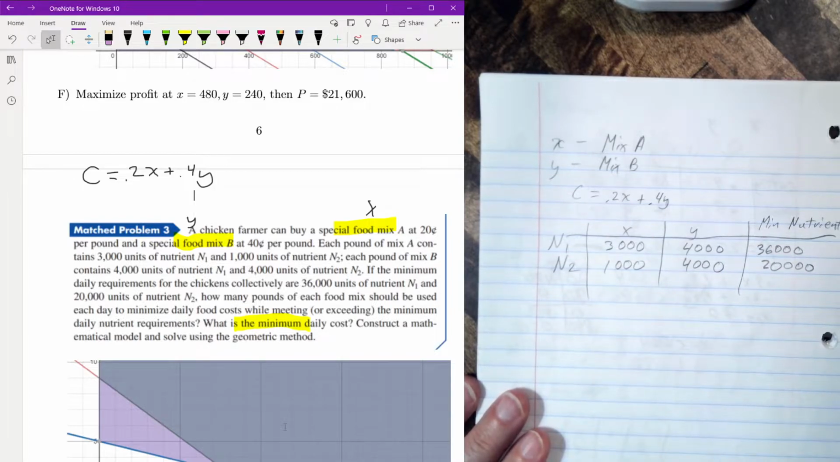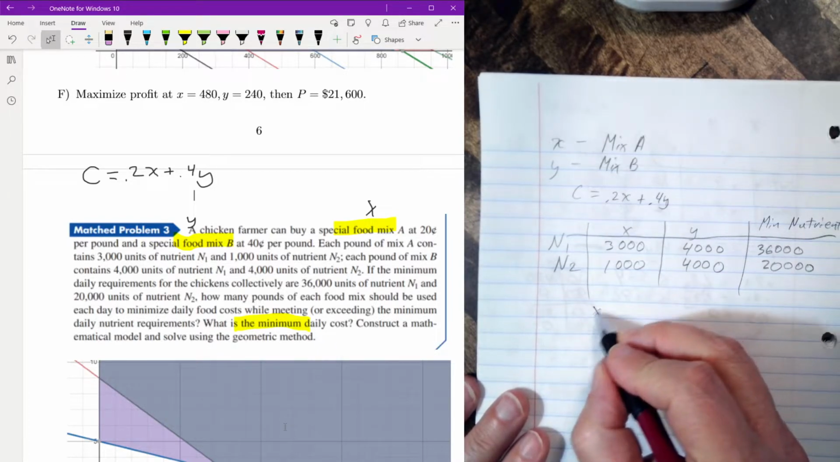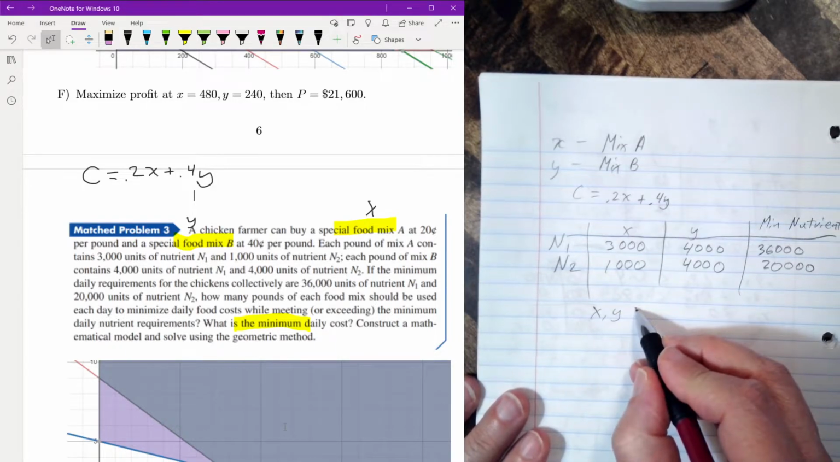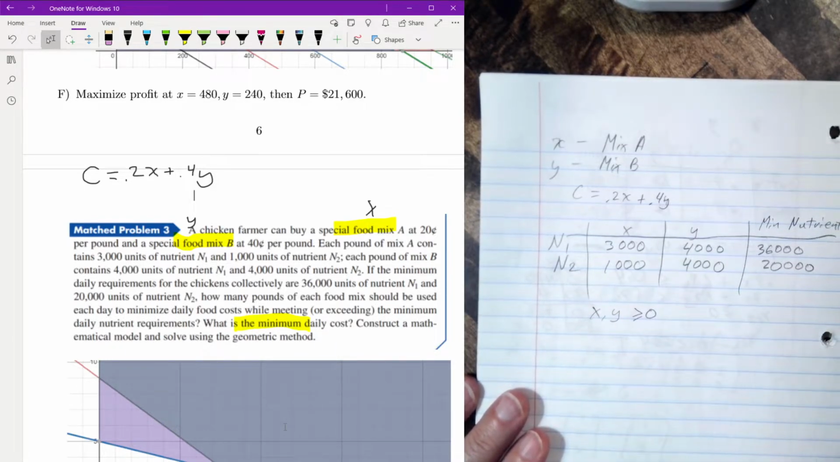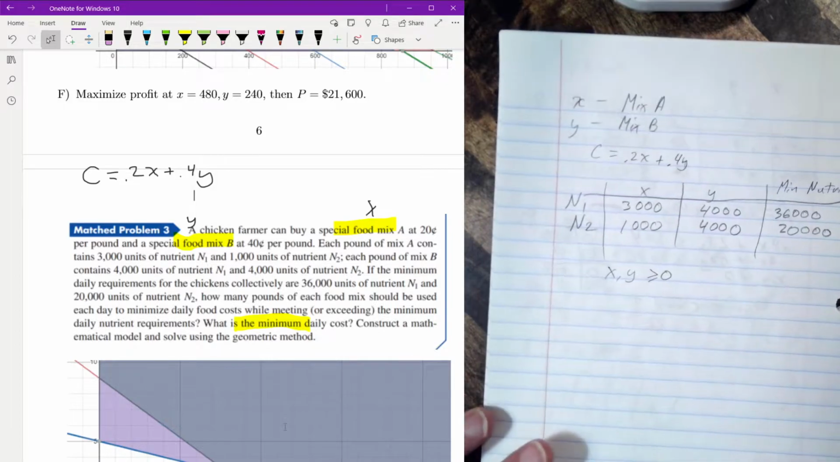We also should note that x and y have to be greater than or equal to 0. We can't purchase negative food.